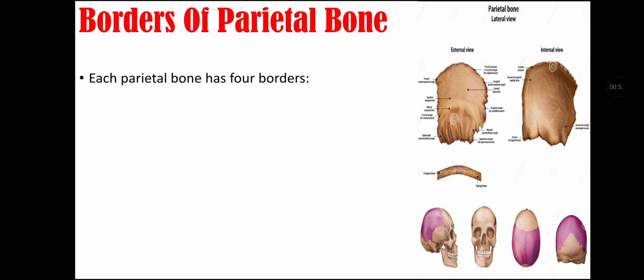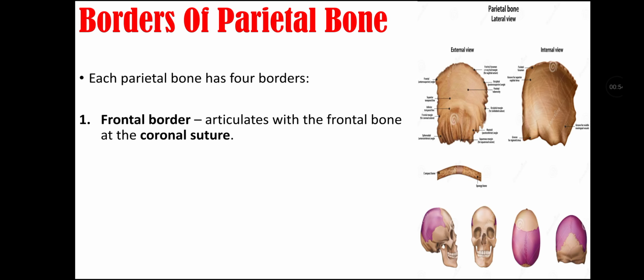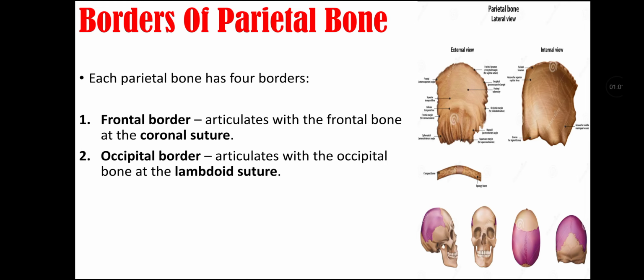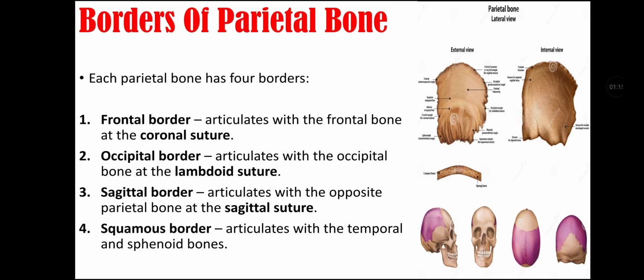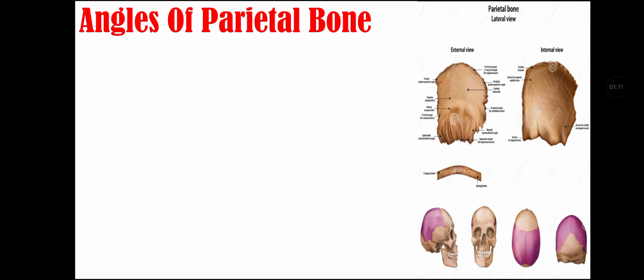Borders of parietal bone. Each parietal bone has four borders. First border is frontal border that articulates with the frontal bone and the coronal suture. Second border is occipital border that articulates with the occipital bone at the lambdoid suture. Third border of parietal bone is sagittal border that articulates with the opposite parietal bone at the sagittal suture. Fourth border is squamous border that articulates with the temporal and sphenoid bone.